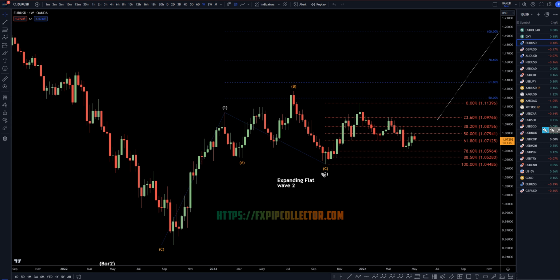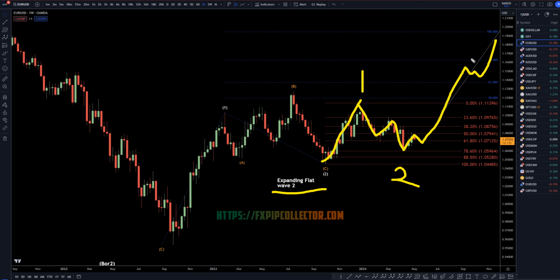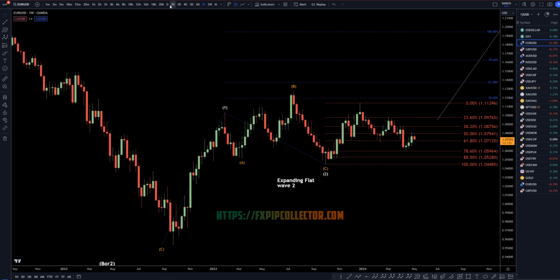On the weekly time frame, I'm still looking at this as an expanding flat wave 2. I still think that would make this right here a wave 1. This to me looks like an ABC of 2, and I still think it is likely that it will go up and make a wave 3. So let's keep going down to the daily time frame.